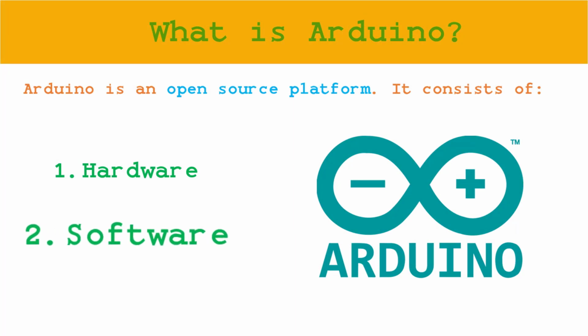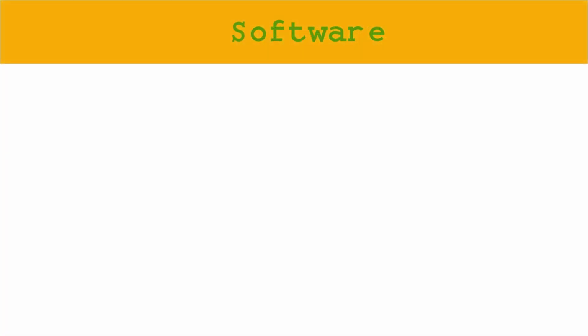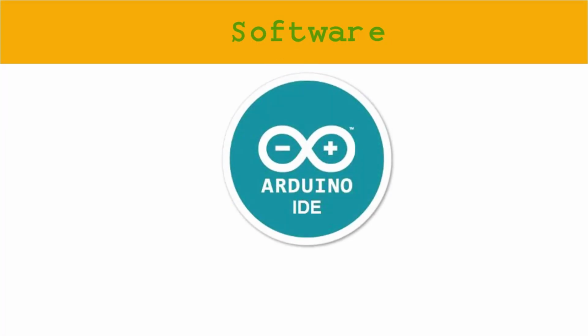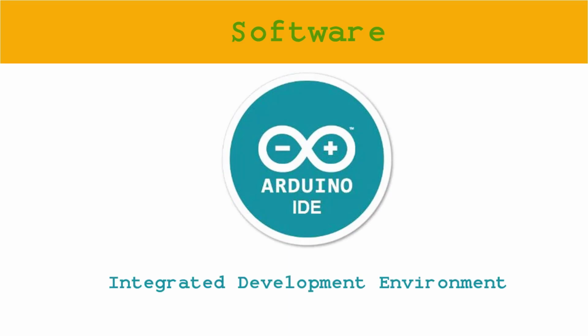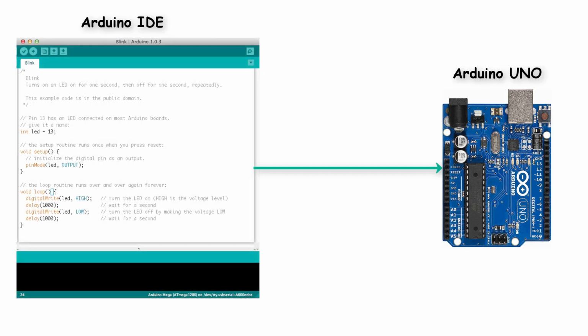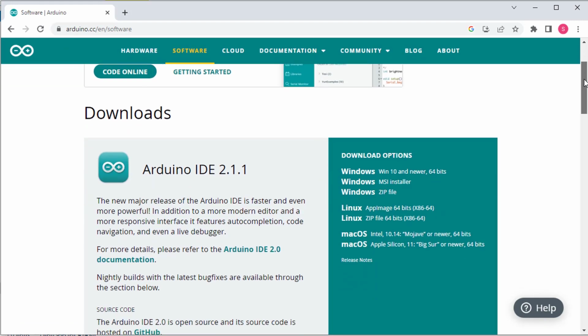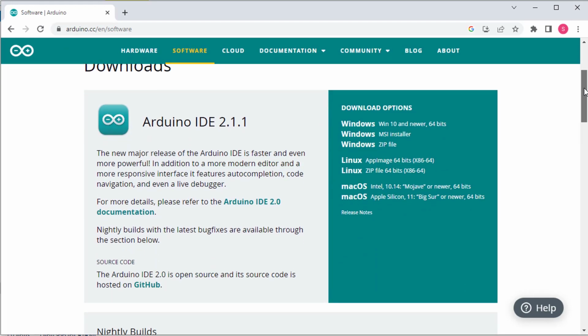Now, let's discuss the software aspect. The program that controls and runs the Arduino board is called the Arduino software. It is also called Arduino IDE, which stands for Integrated Development Environment. This user-friendly software enables you to write, compile, and upload code to the Arduino board. The great news is that the Arduino software is also open source and completely free to download from the Arduino website.